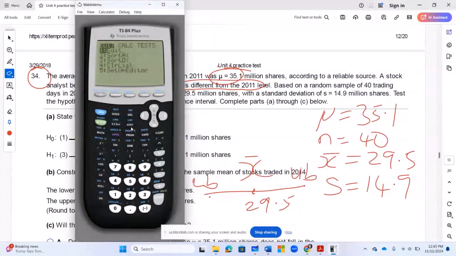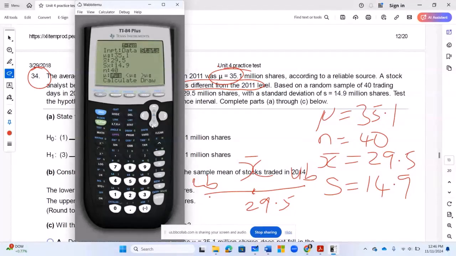All right, so I go to Stat and Test, and then I'm doing a t-test because I don't know the population standard deviation. The mean given to me is 35.1. The X bar is 29.5, the sample standard deviation is 14.9, and the sample size is 40. And then I'm doing a two-tail test.